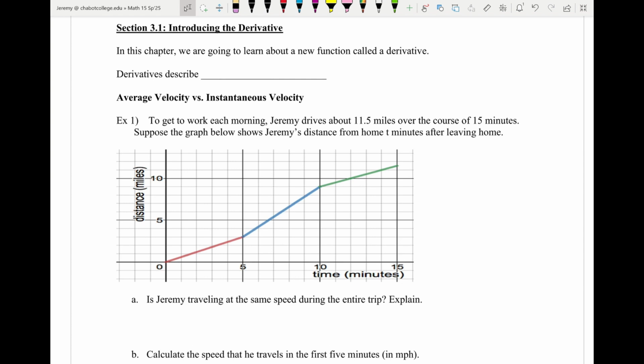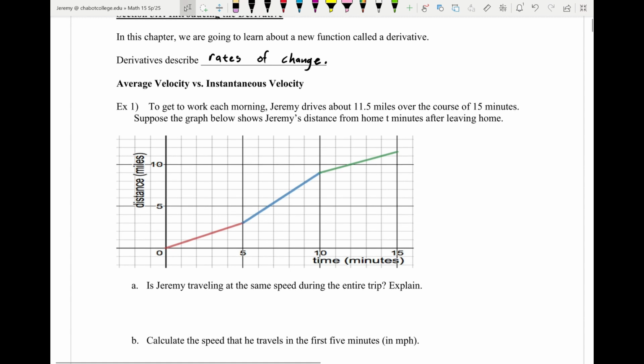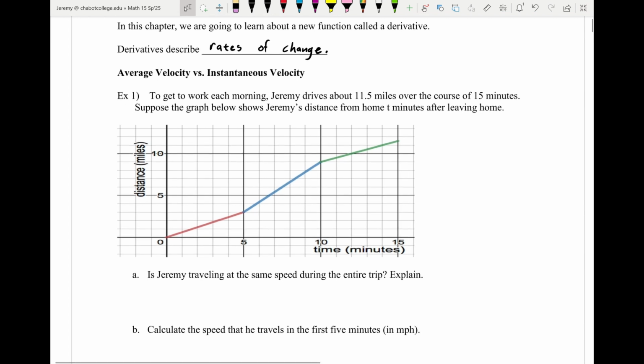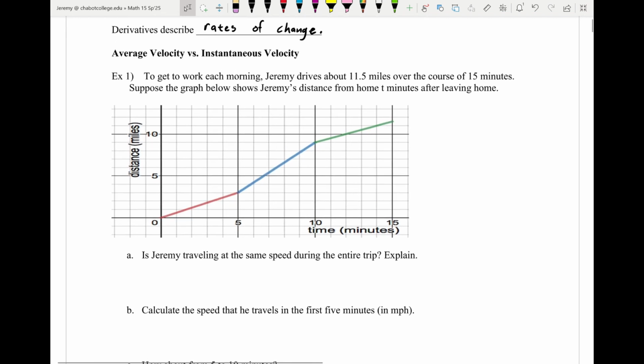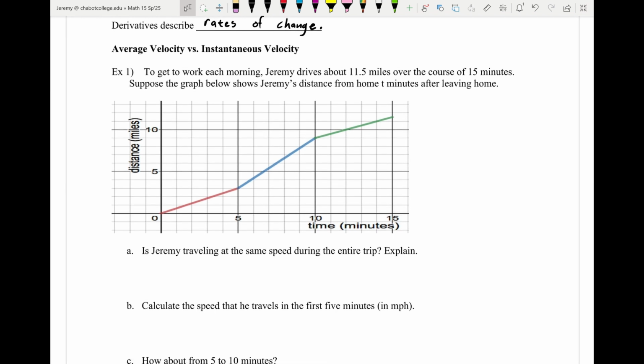So in this chapter, we're going to learn about a function called the derivative. Derivatives describe rates of change. All right, so the first kind of example of a rate of change that we'll look at is velocity, right? Velocity is the rate of change of position over time. There are a couple different kinds of velocity. In this next example, we're going to observe the differences between average velocity and instantaneous velocity.